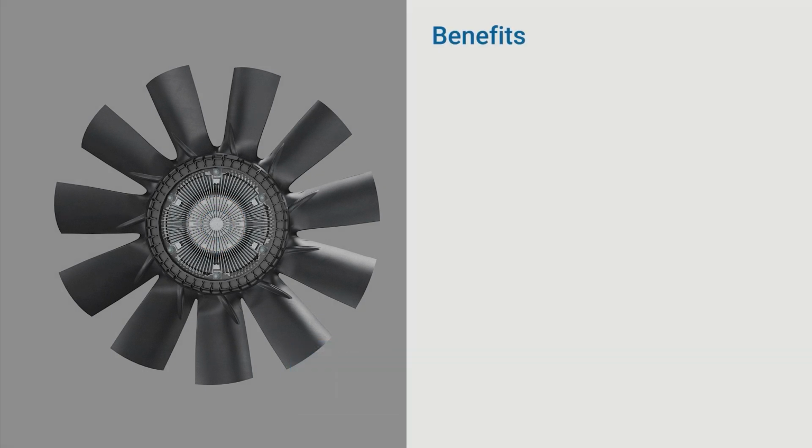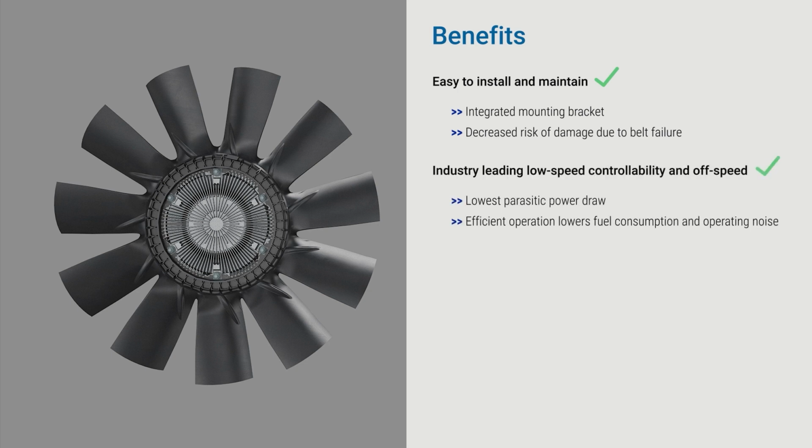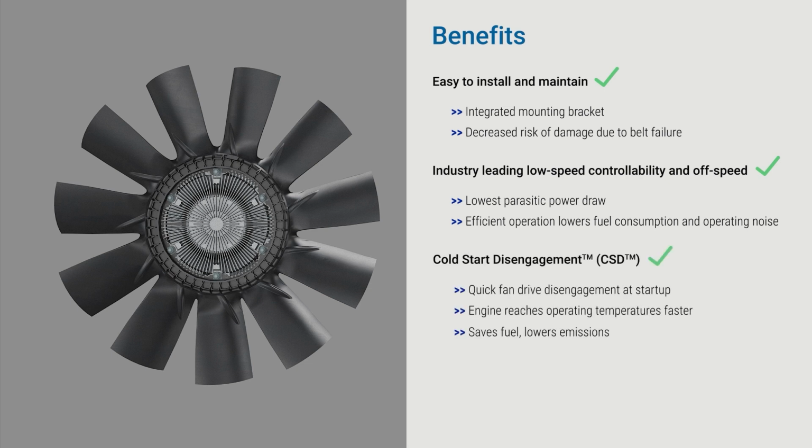The benefits of the RCX fan drive are obvious. It's easy to install because of the integrated mounting bracket. The cable protection bracket guards the cable from potential damage caused by a belt failure. The RCX has an industry-leading low-speed controllability and off-speed, which provides precise fan speed control, maximum efficiency, and low noise. The RCX has CSD for quieter engine starts and a quicker disengagement at startup. And the drive's durable design ensures maximum uptime and long life.